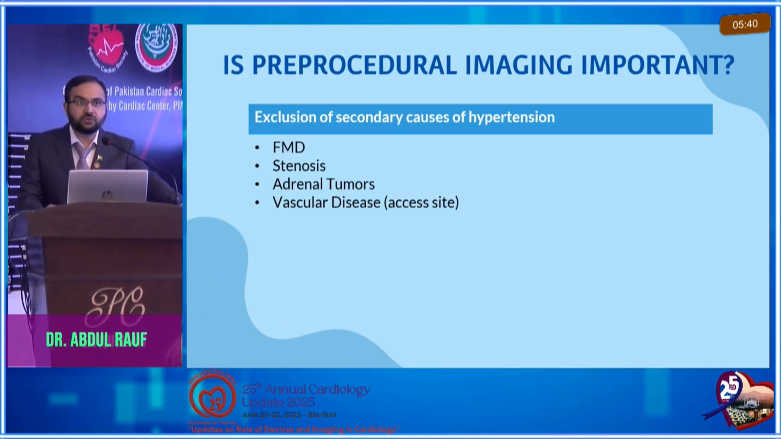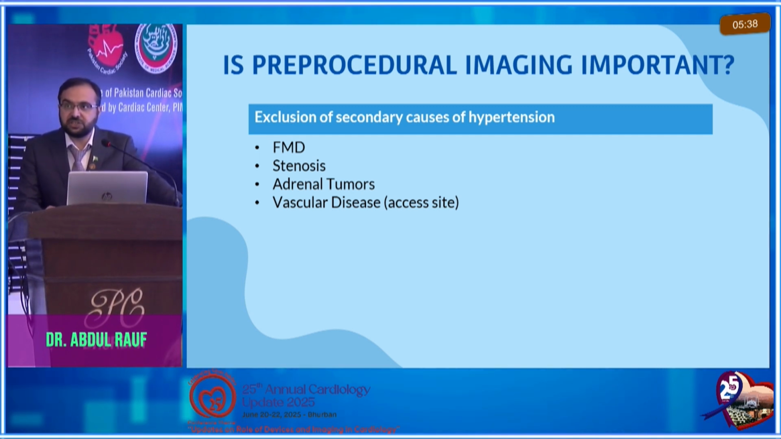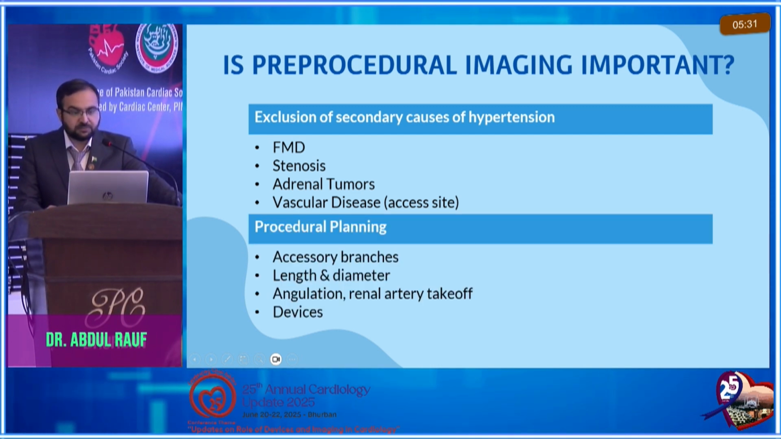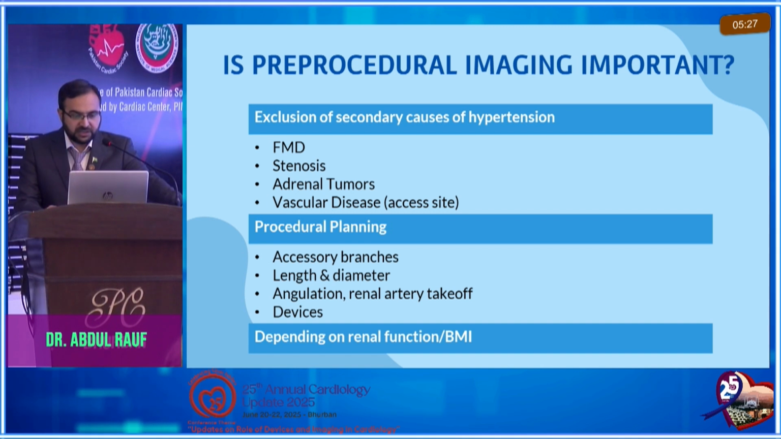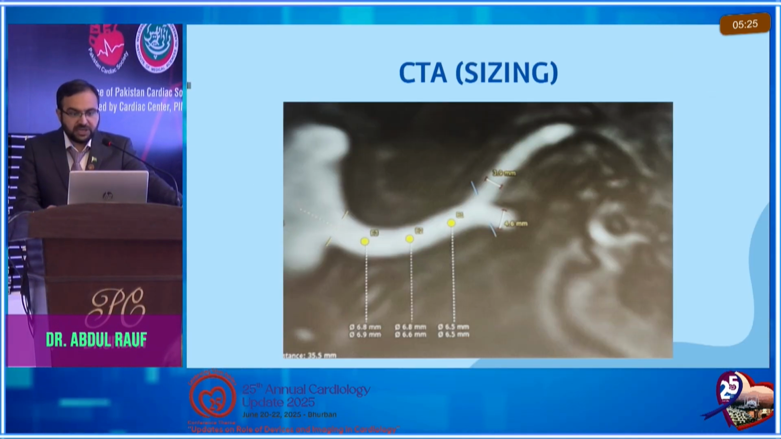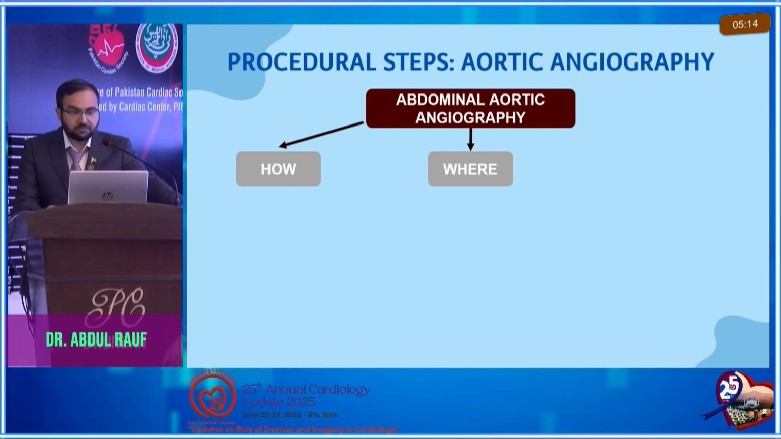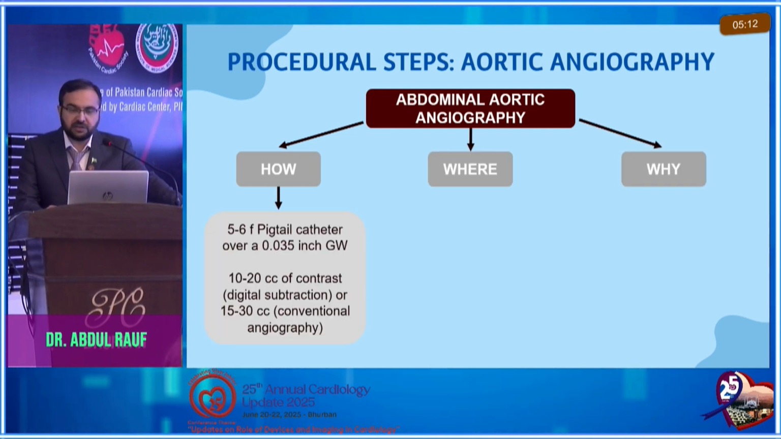Before going for the procedure, imaging is important. Which imaging, CT or MR? They prefer CT, to exclude secondary causes and for procedure planning: accessory arteries, devices, angulation, all these things. CTA is important to measure and look for accessory arteries, and abdominal aortogram is the gold standard. So how do you perform it, where should it be taken, and why?